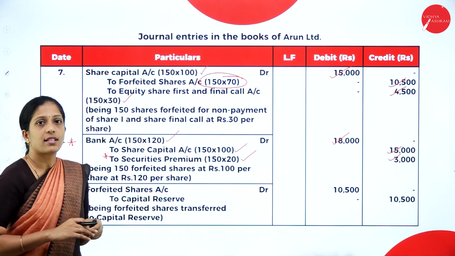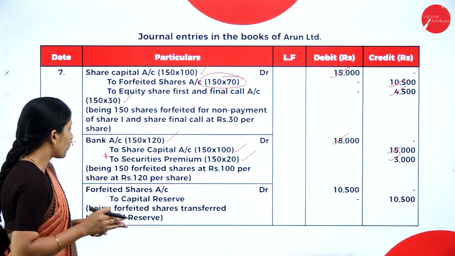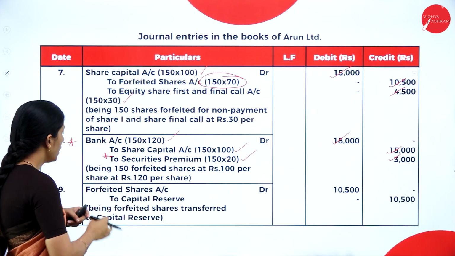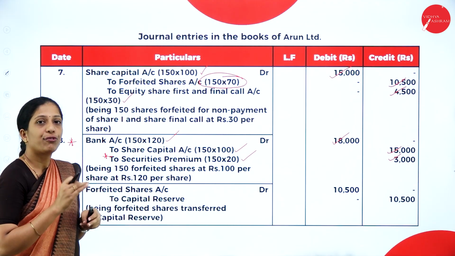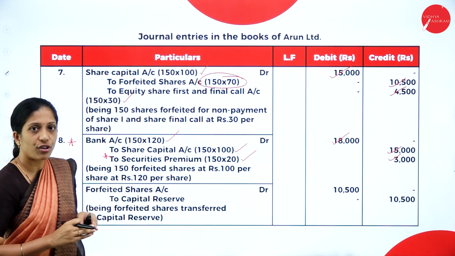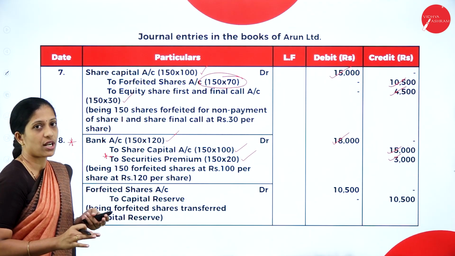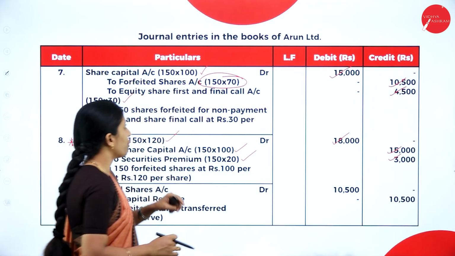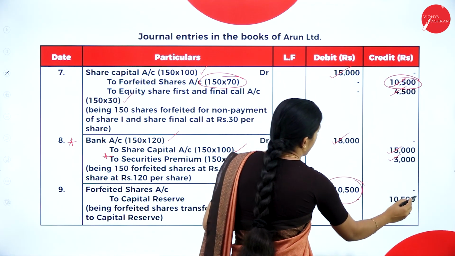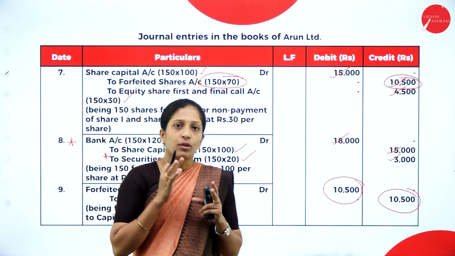Now coming to your last entry, you are going to transfer your forfeited shares to capital reserve. So what is your entry? Forfeited shares account debit to capital reserve account. So your narration will be being forfeited shares transferred to capital reserve. How much amount will you transfer here? See, if you see your 8th entry, there is no forfeited shares account. So we have only one forfeited shares account, that is 10,500. So we'll transfer directly to capital reserve.